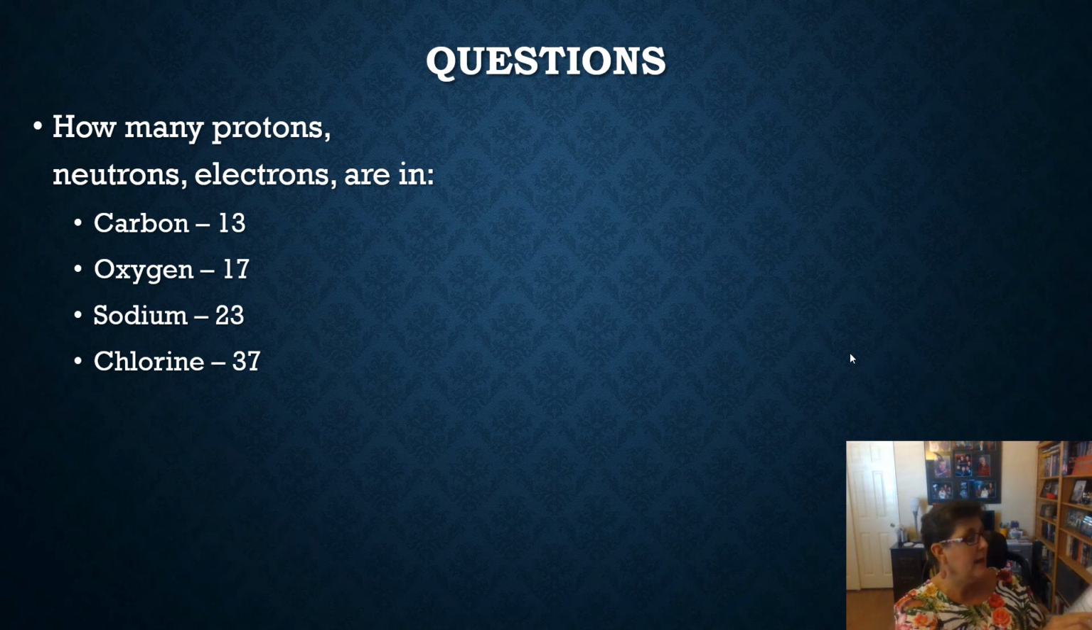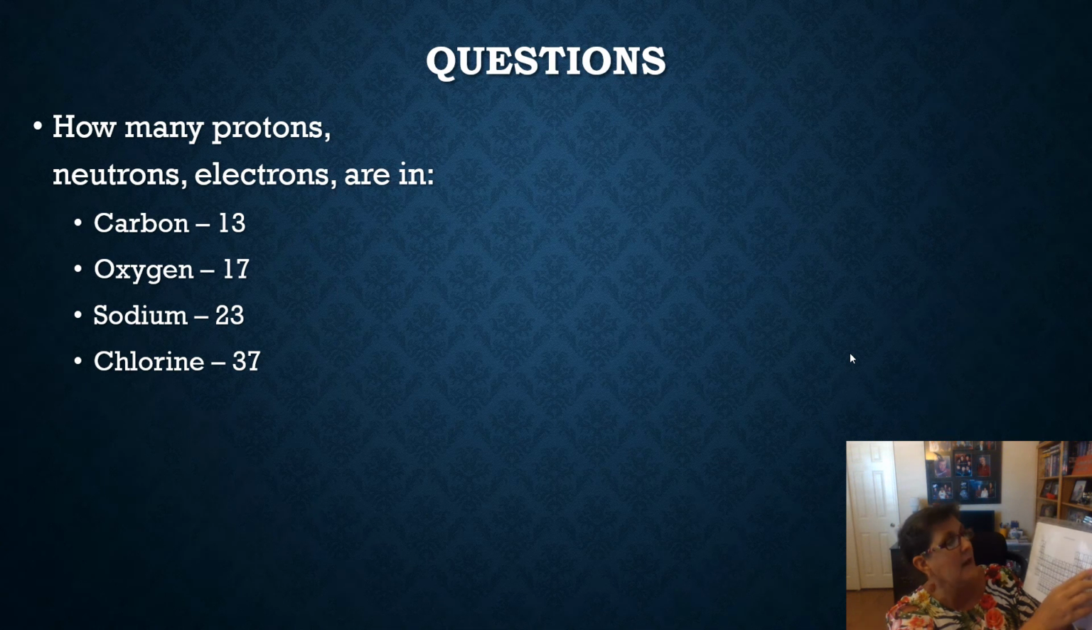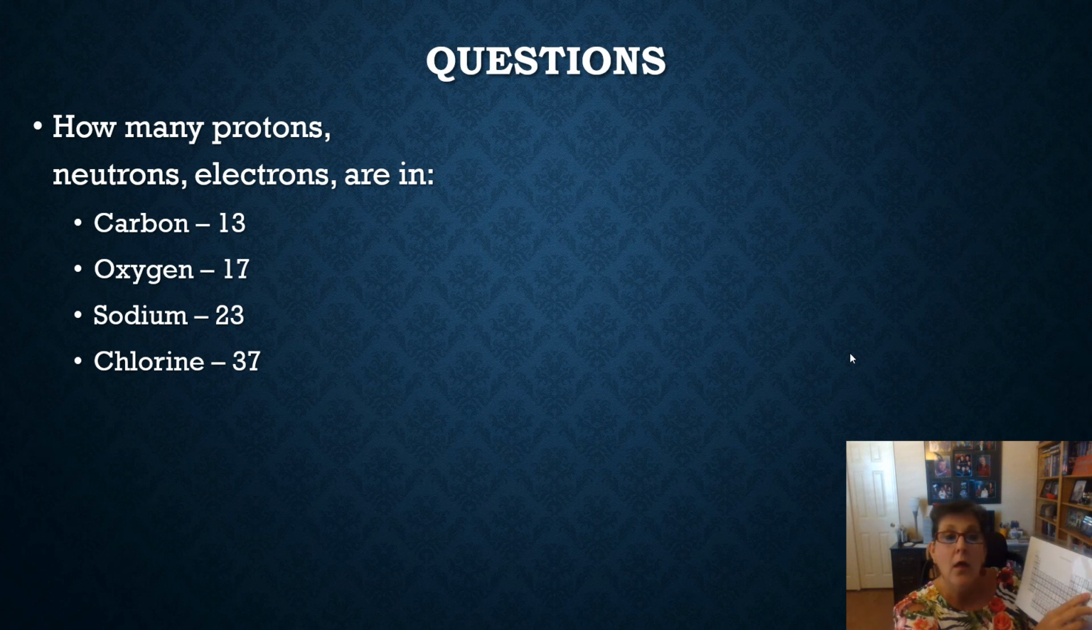Chlorine is Cl, second to last column. Cl is number 17. 17 protons, 17 electrons. 37 minus 17 is 20 neutrons.